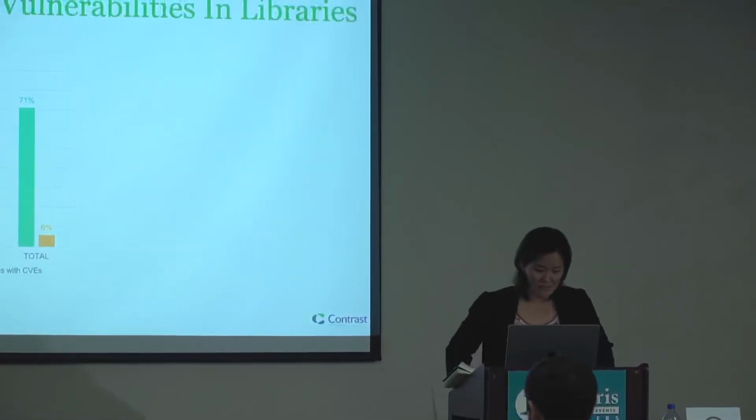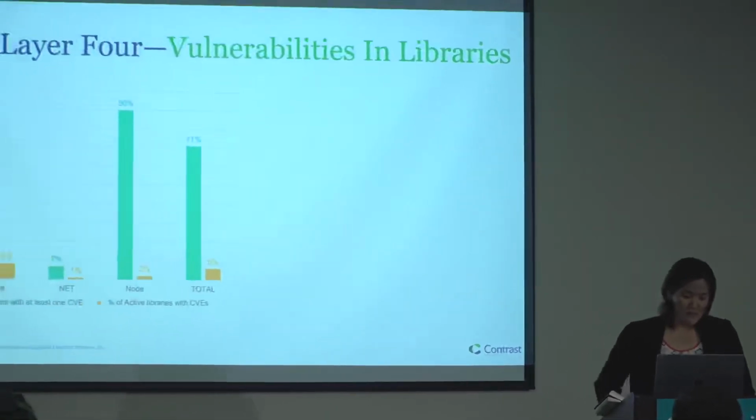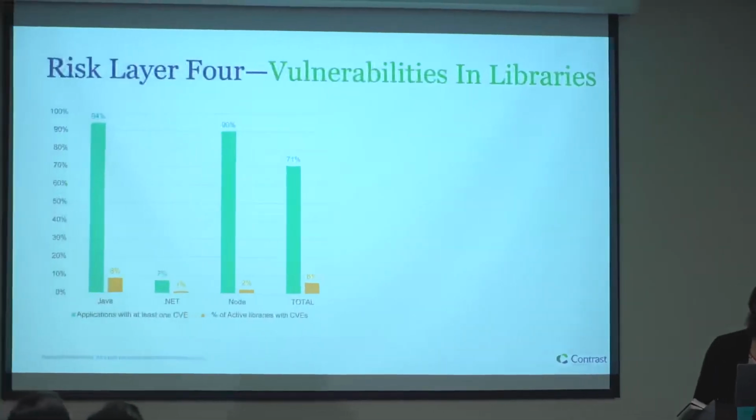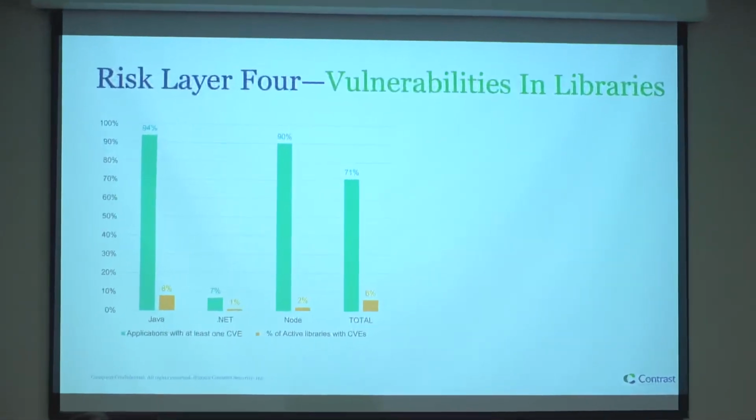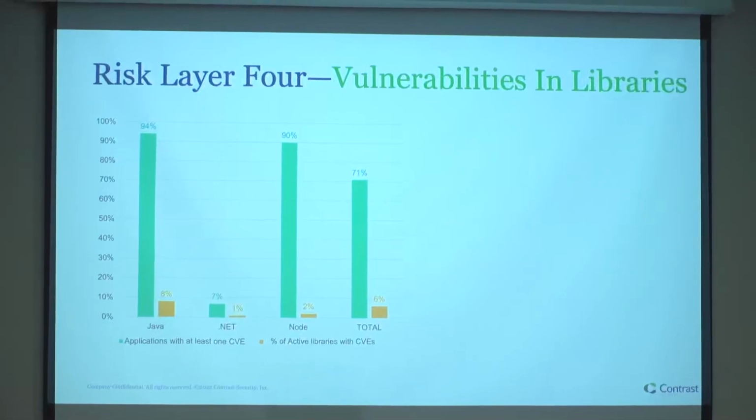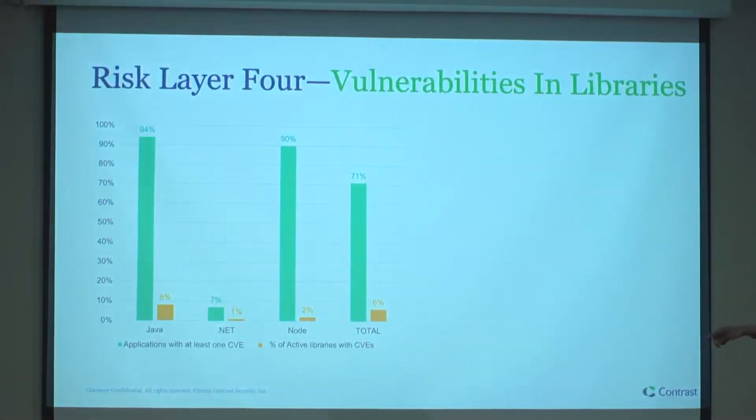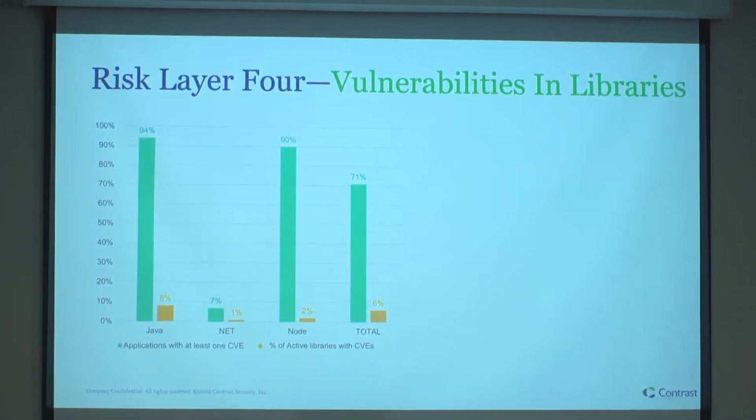Risk layer 4, jumping ahead: vulnerabilities in libraries. All right. So this is critical to think about, guys. When we hand over our list to our developers and we say there's 1,000 CVEs for all these libraries in your application, we're giving them the green stuff. Hey, 94% of your applications have at least one CVE. We're telling them this is it.